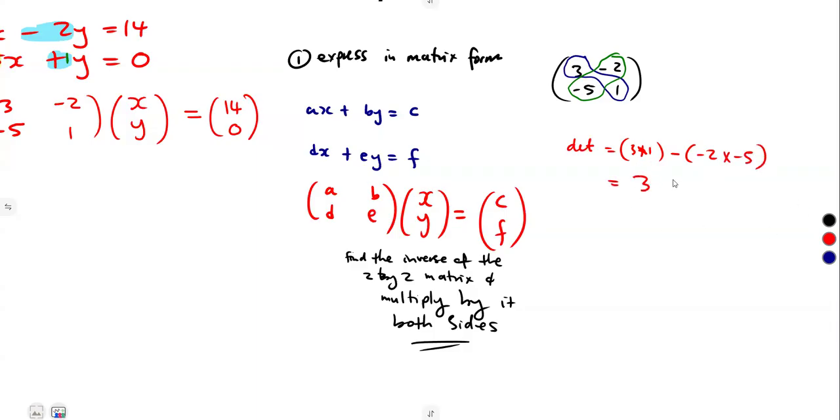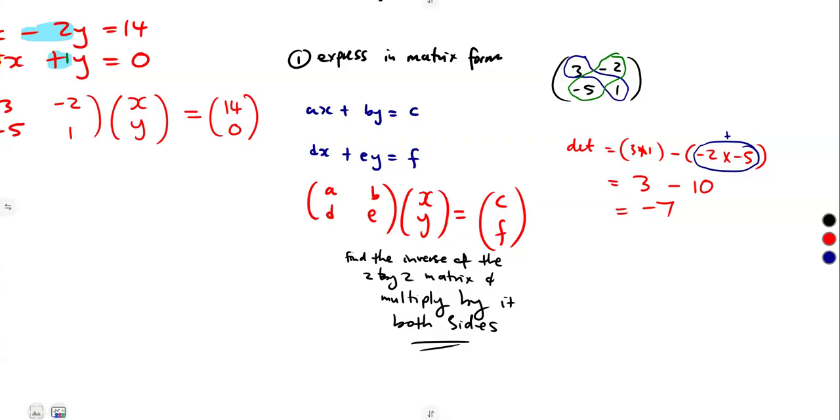3 times 1, that is 3, minus 2 times minus 5. A negative times a negative is what? A positive. So minus 2 times minus 5 is a positive 10. So we subtract, and that gives us a negative 7. So this is what you have as the determinant.